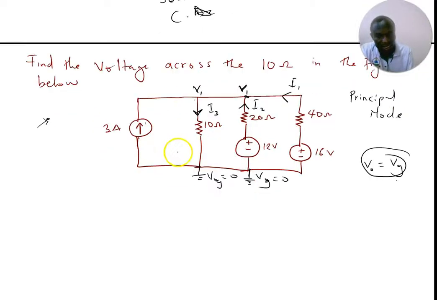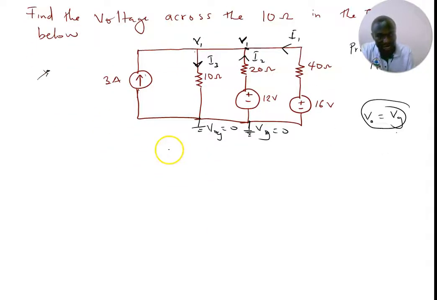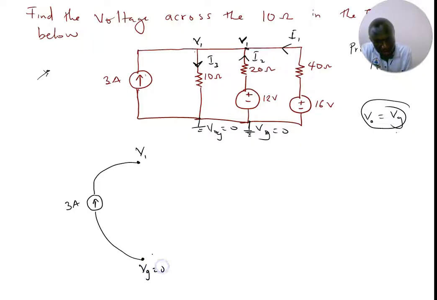See, the circuit that you see here can be drawn like this. I have my ground here, right? And I have, let's say, the current source, which is moving upward, the 3 amps. And it moves all the way towards the ground source, which is the Vg, equal to 0.